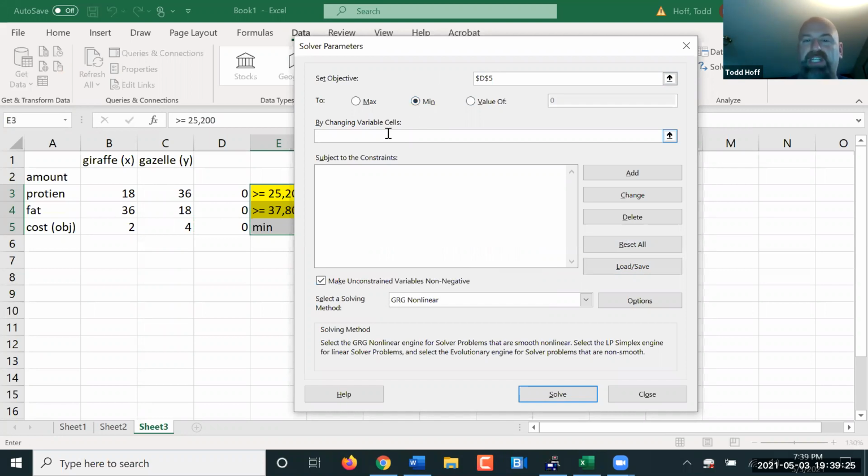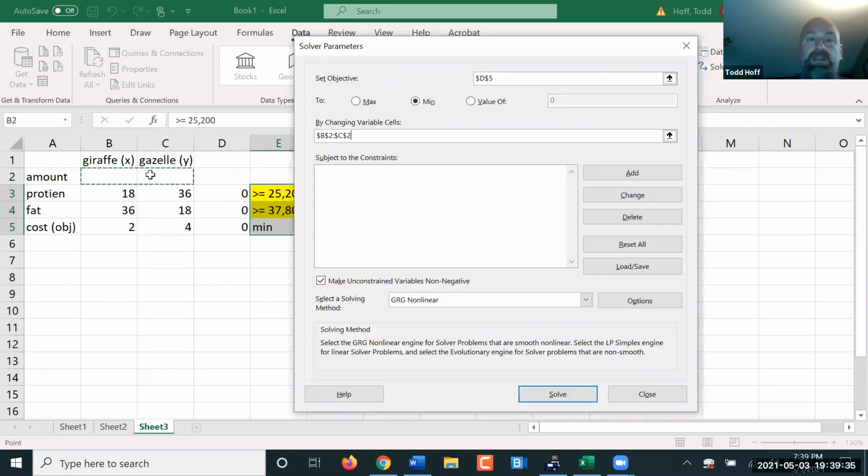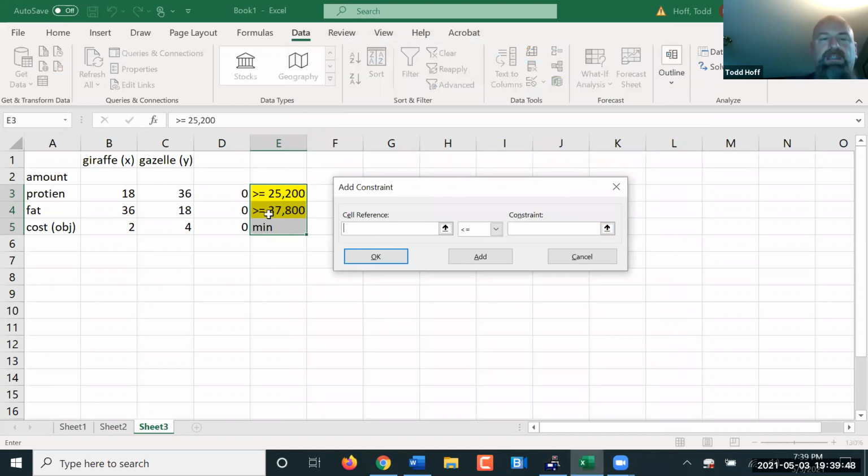We're going to do that by changing which cells. So this is telling me what cells are going to be my X and Y variables. So I click there so that that's blinking. I just come over here and I highlight those two cells and it puts them in. So that's going to be my X and Y variables. Excel is going to change those. Then I'm going to go down here and click my subject to the constraints. Notice I highlight that. Now I'm going to click add to add constraints.